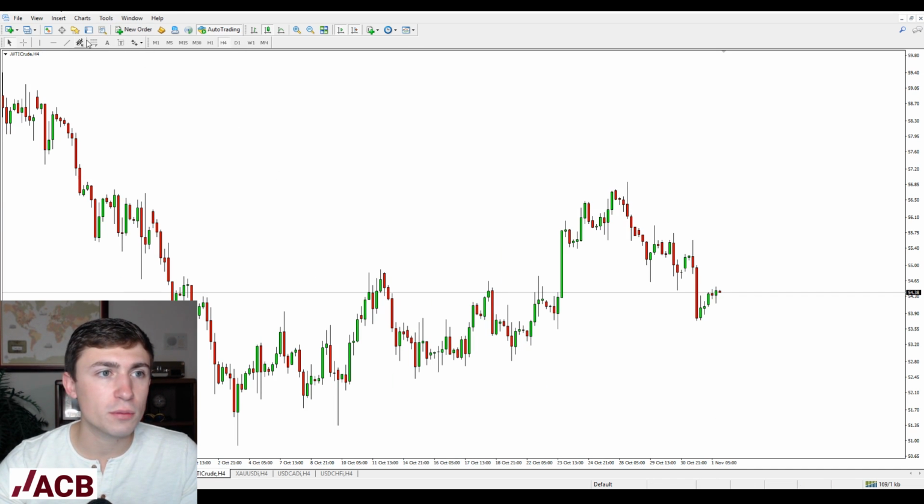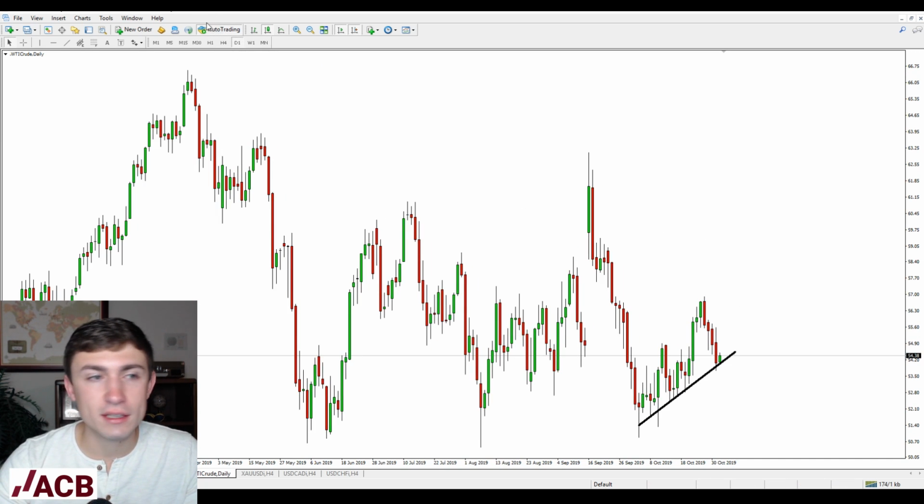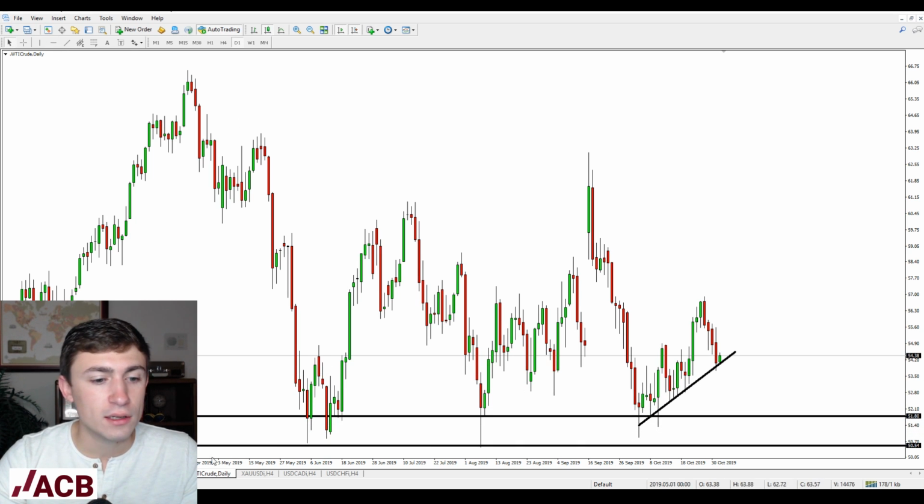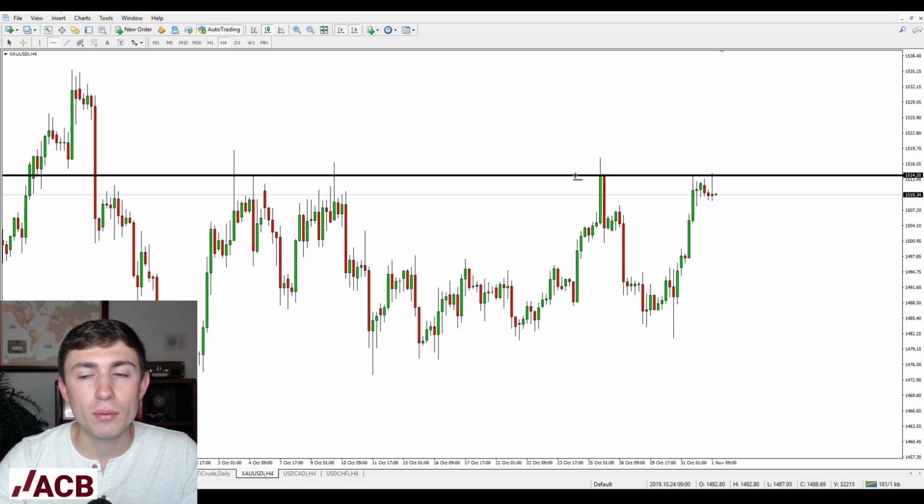WTI crude is going to look pretty similar. You can see we are holding this trend line as well, and we have a nice little uptrend structure there for the time being. And if we look at the daily, we have a very similar kind of buy zone down here towards the lows.